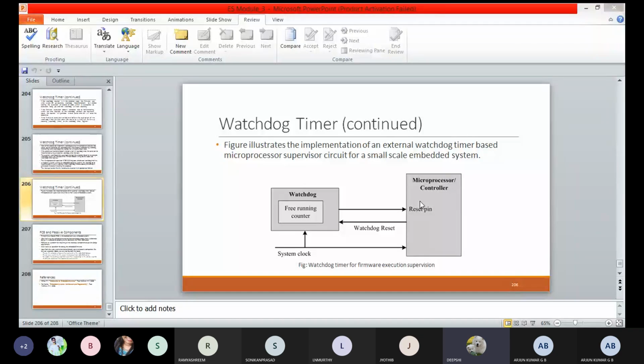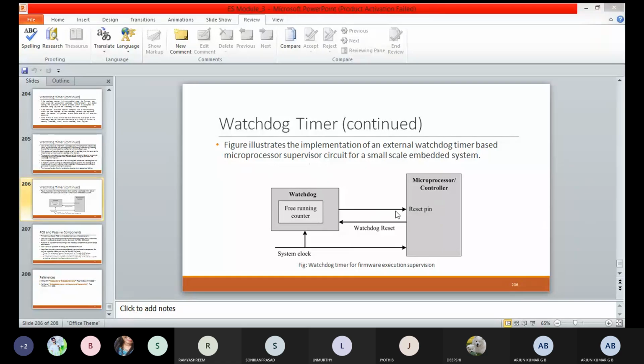Okay, see, this is an example of an external watchdog timer, meaning externally we can connect this type of component to the processor. This example shows the implementation of an external watchdog timer based on microprocessor supervisor circuits for a small scale embedded system. In your mobile phones, in your laptops, everywhere, a watchdog timer is built in. The function of this watchdog timer is to be a supervisor for your programs.